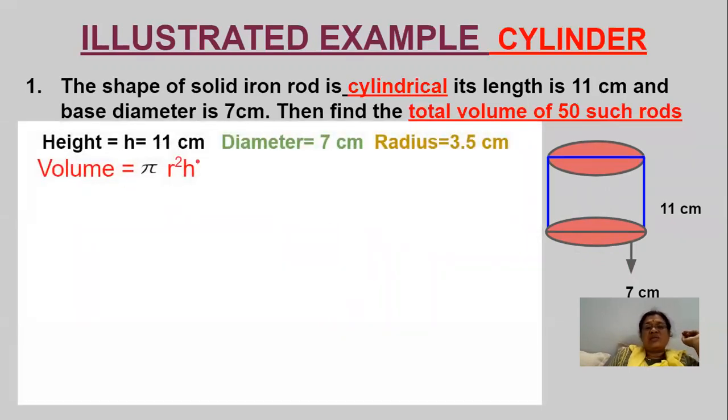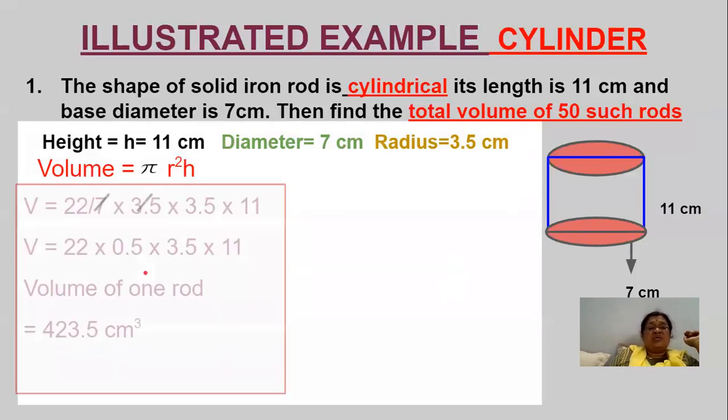So the height is 11 centimeters, and the diameter is given, 7 centimeters. When diameter is given, the radius will be half of it. Therefore, it is 3.5 centimeters. Here you have to find the volume of the cylinder. What is the formula for that? It is pi r square h. So we'll substitute the values here. You know the value of pi is 22/7, and the r value is 3.5, and the height is 11. So 7 cancels with this, and you'll get 0.5 here.